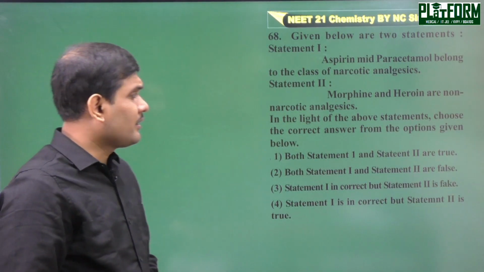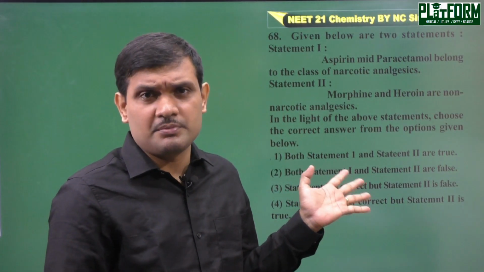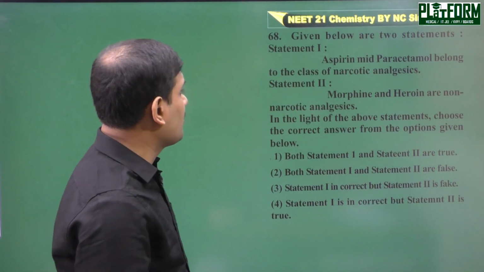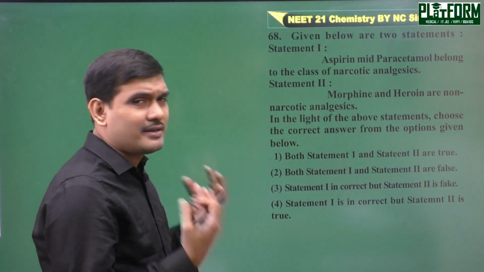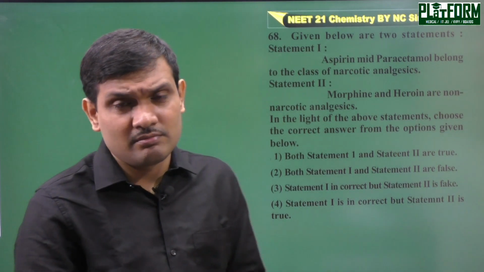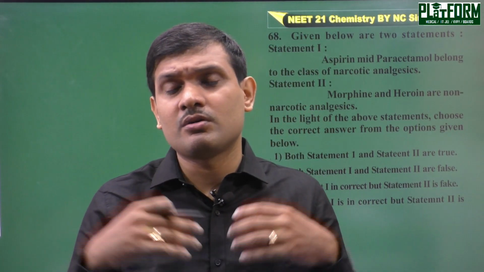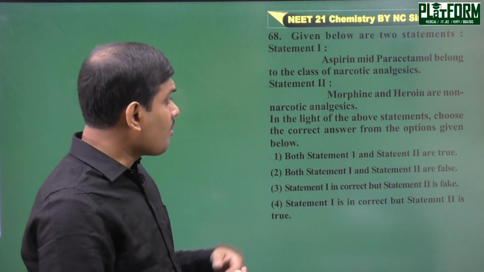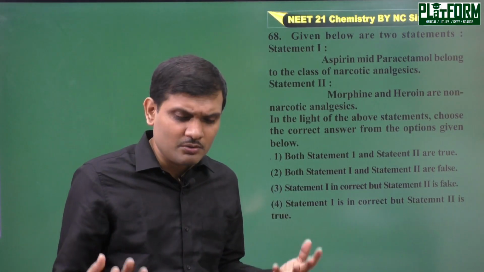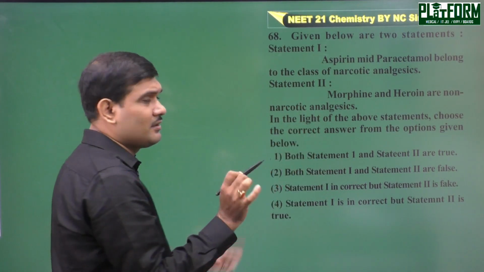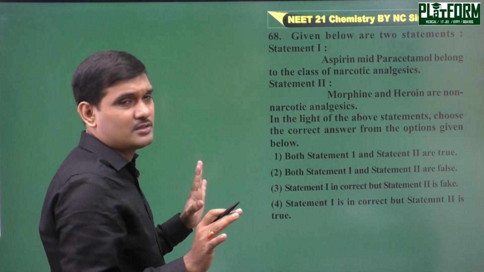Now the question from chemistry in everyday life. Aspirin and paracetamol belong to the class of narcotic analgesic. No, aspirin and paracetamol are non-narcotic. They are not at all narcotic drugs. Morphine, heroin, codeine, they are definitely narcotic drugs. So none of the statements is correct.